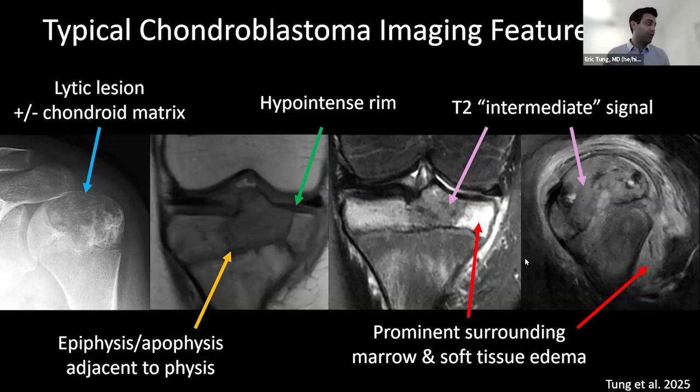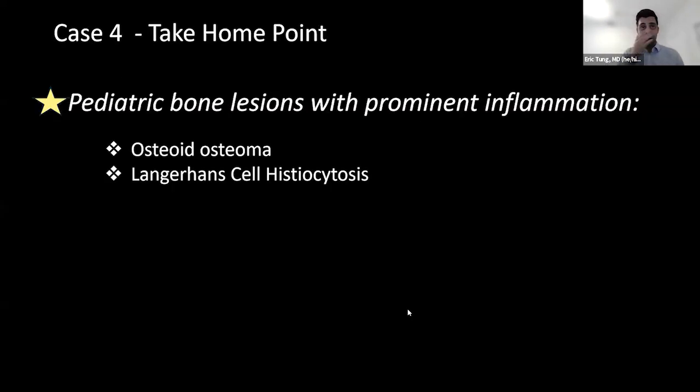And so when you think about your non-specific bone lesion that's T2 hyperintense and T1 hyperintense, if you see something that is intermediate, that would support this diagnosis of chondroblastoma, especially if it's epiphyseal. So the take-home point here, as we're building our differential: we talked about osteoid osteoma, Langerhans cell histiocytosis, and chondroblastoma should definitely be included on that list.